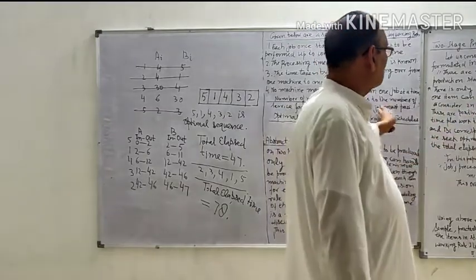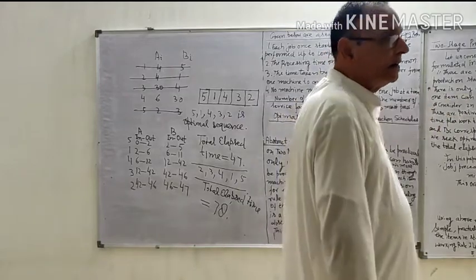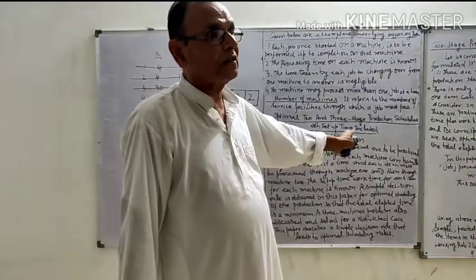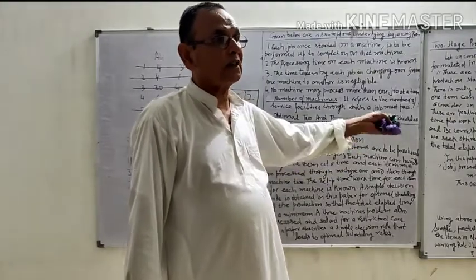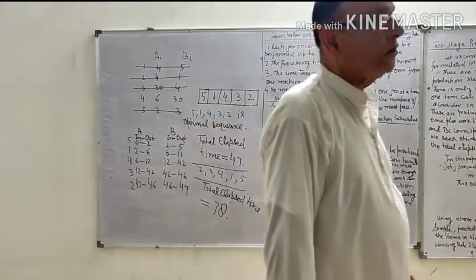So this is about the Johnson method for the two machine problem. In my next lecture, I will take some numerical examples and then we will explain the processing of n jobs on 3 machines.